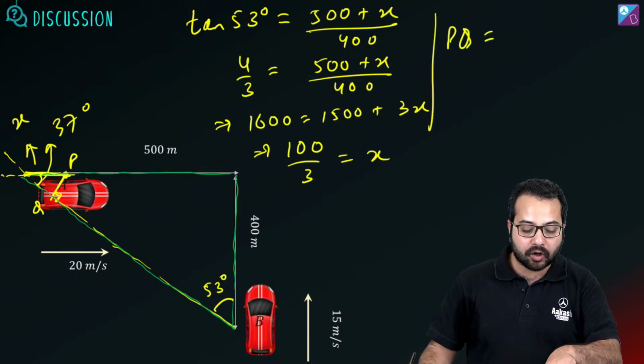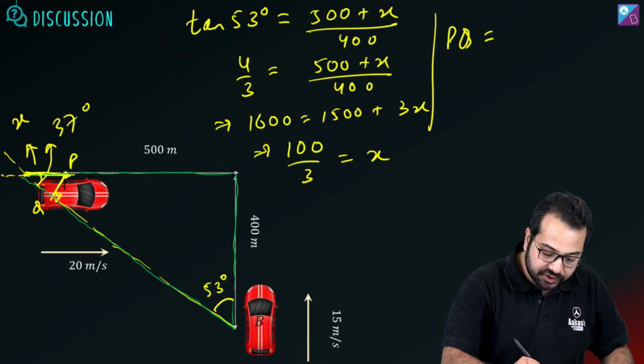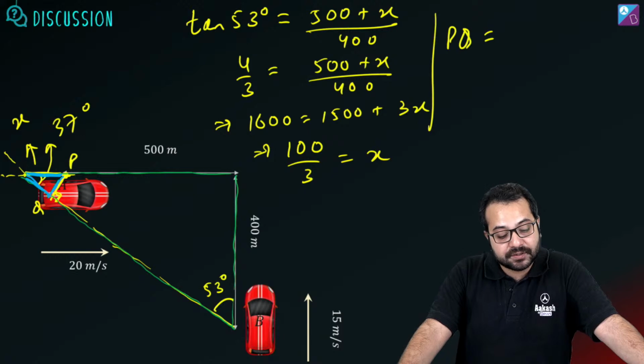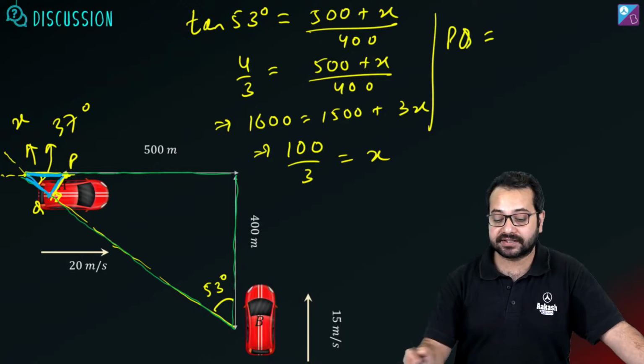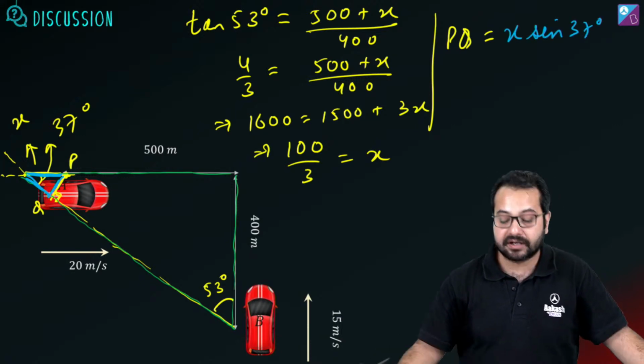Now what is this distance PQ? If you look at the smaller triangle now, which triangle? Let me show that again. Just look at this smaller triangle. It's again a right angle triangle. So what is this distance PQ going to be? This distance is going to be x sine 37 degree.